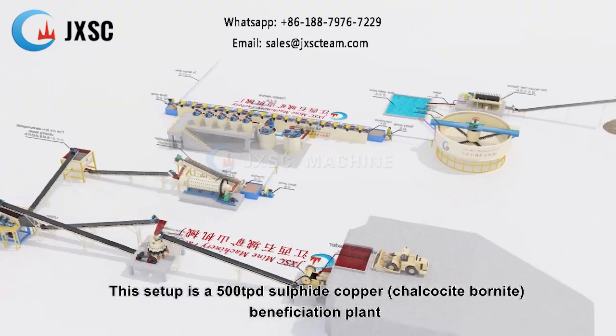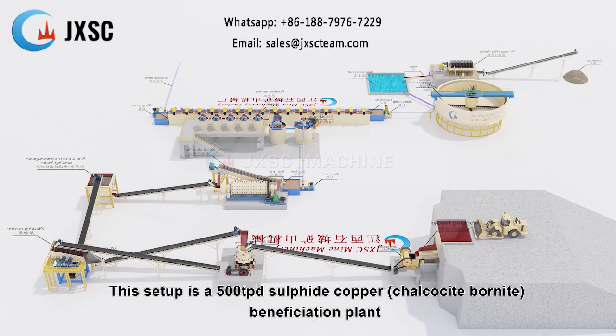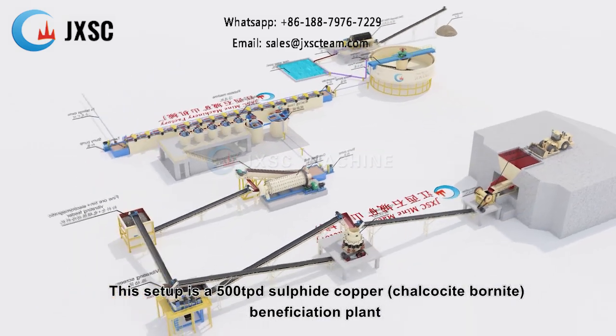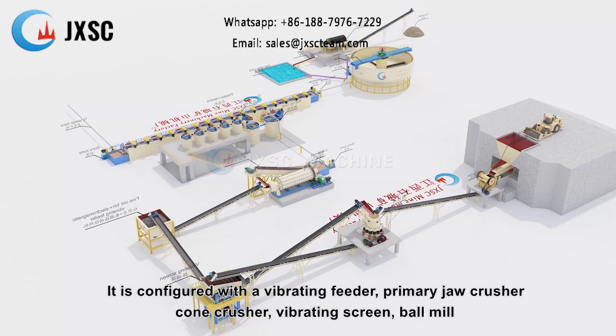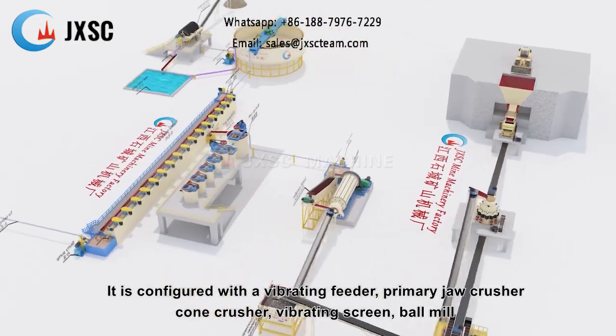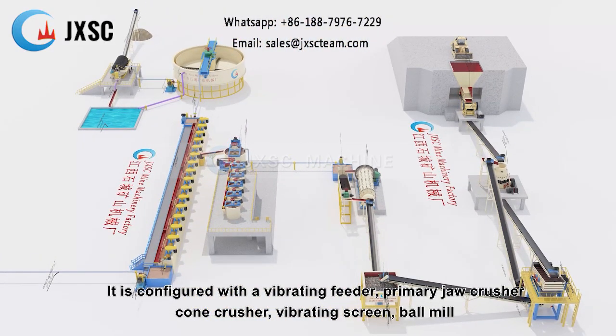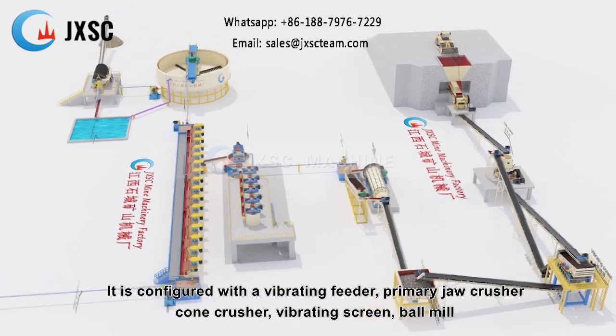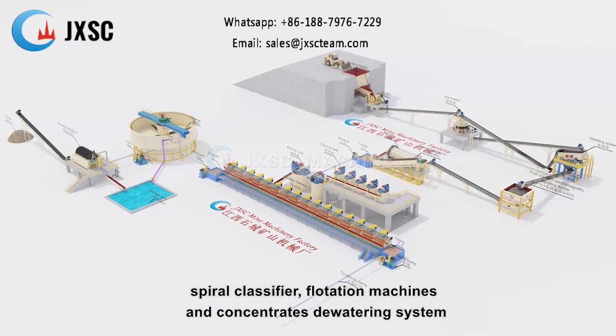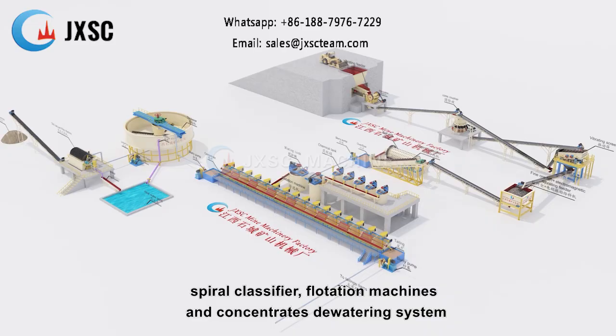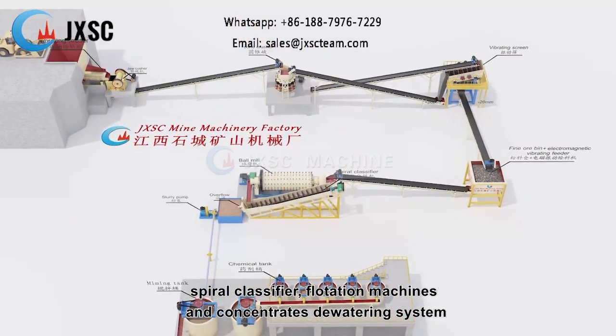This setup is a 500 TPD sulphide copper chalcocite bornite beneficiation plant. It is configured with a vibrating feeder, primary jaw crusher, cone crusher, vibrating screen, ball mill, spiral classifier, flotation machines, and concentrates dewatering system.